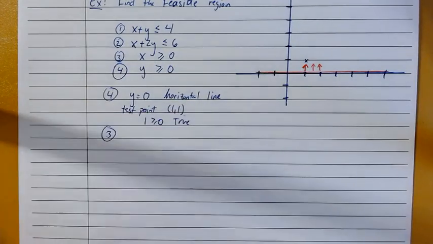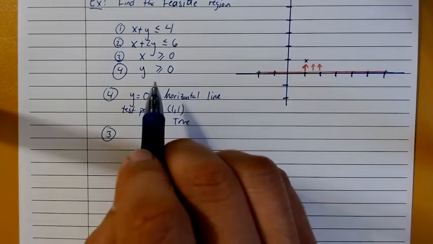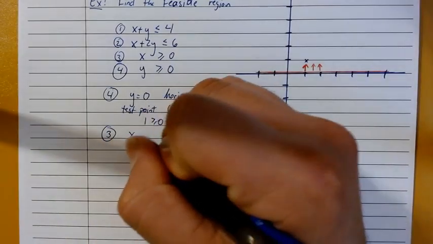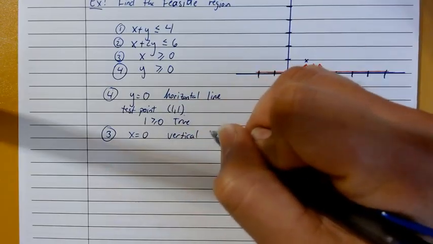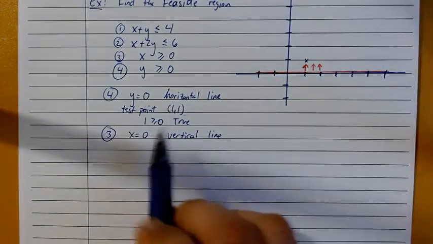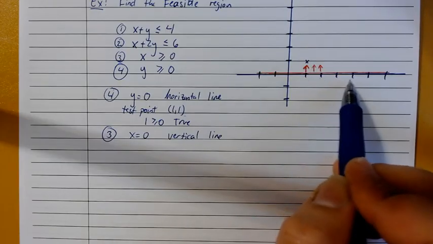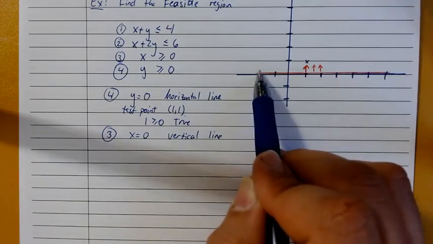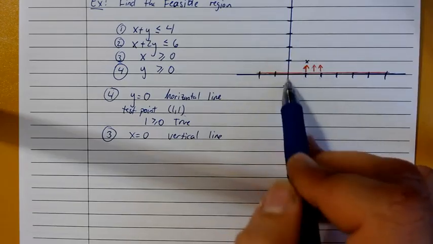Line number 3 is going to be very similar. I have just the x variable. Okay, well, that's going to give me a vertical line. When you have x equals a number, that's a vertical line. And in this case, it's the y-axis, because over here, x is equal to 1, 2, 3, 4, 5, negative 1, negative 2. Oh, x equals 0 right here. That's the y-axis.